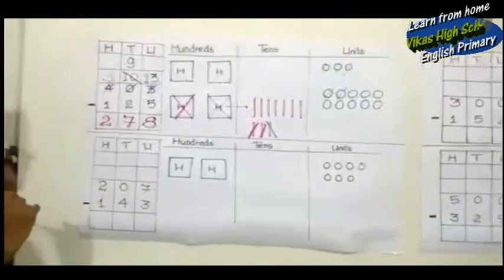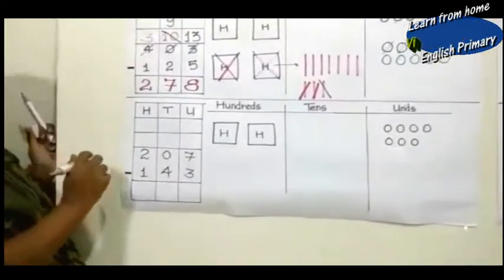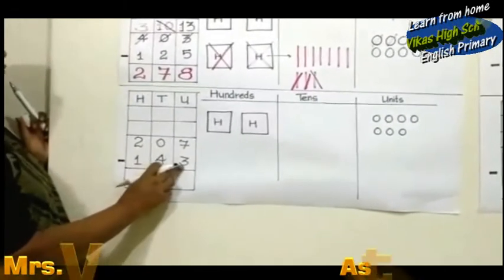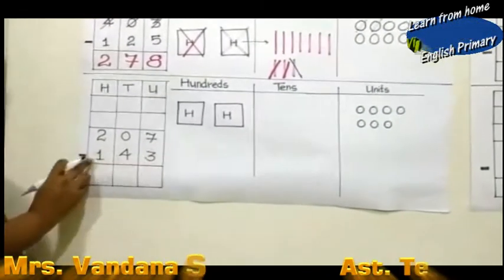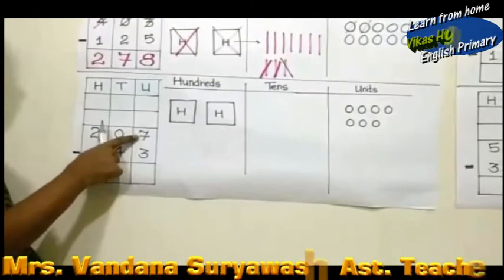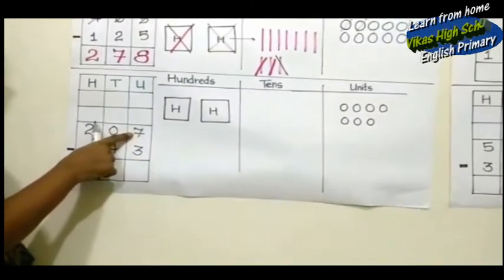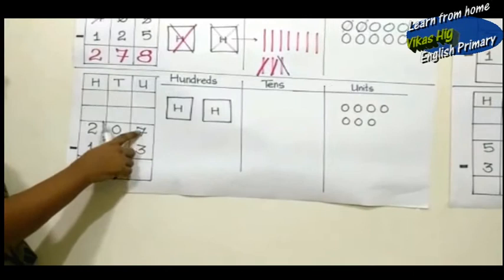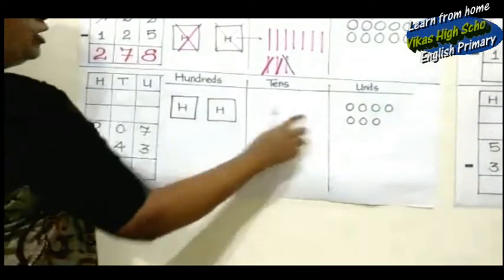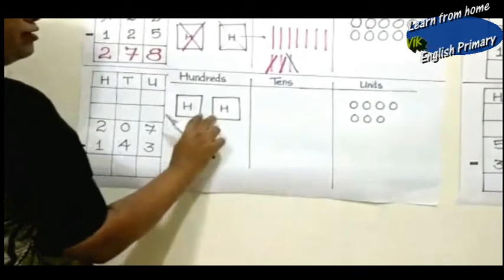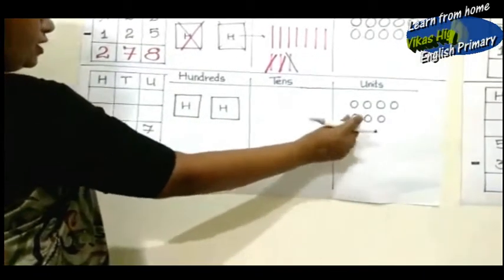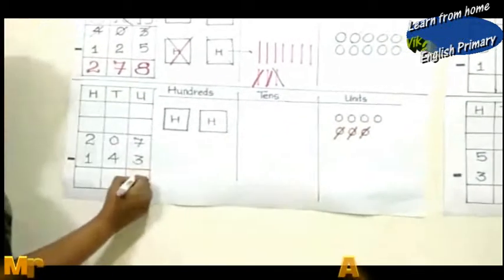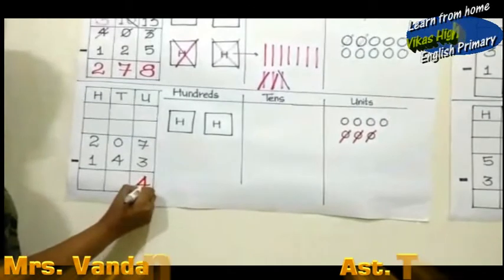Now let us see the next example. 207 minus 143. Okay, now here in the units column we see 7 minus 3. So 7 minus 3, is it possible? Yes. From 7 we will minus 3. So here you can see 207: 200, 0 tens and 7 units. From these 7 units we are going to cancel these 3 units and we get 4.